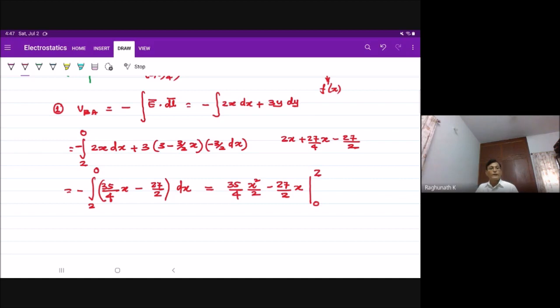Why? Because that minus got absorbed now, right? Because of which it is 70 by 8, that is 35 by 2. 35 by 2 is 17.5, minus 27, which is minus 9.5 volts.